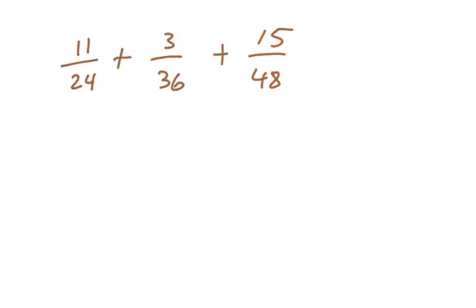Okay, so this is the last one I want to take a look at. 11 over 24 plus 3 over 36 plus 15 over 48. This is actually found on the review. The reason I want to talk about this problem is that this is the sort of problem you may see on a final, and you need to make sure that you see the simplest approach, because if you don't, you may be consumed by time by focusing on one question.